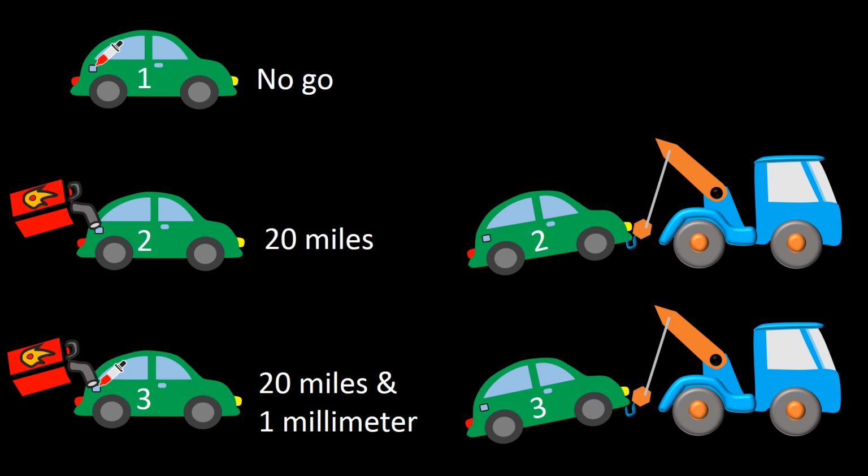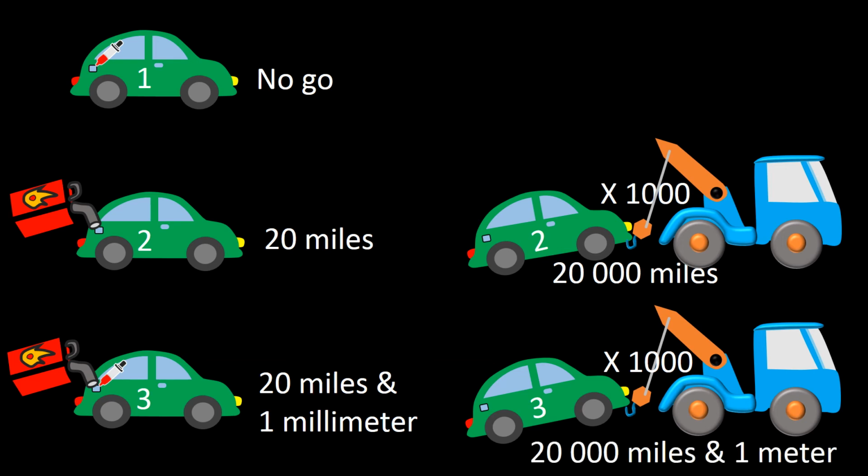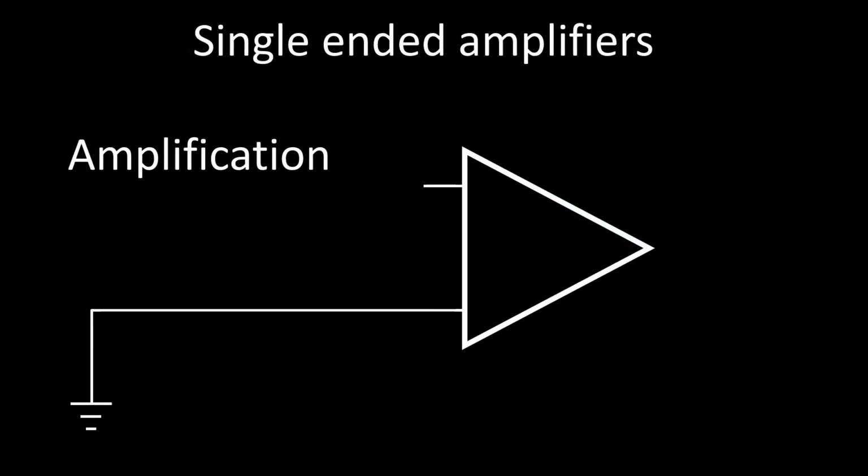Now let's bring a crane and transport car 2 and car 3 1,000 times the distance that they have traveled. So now car 2 will be displaced 20,000 miles and car 3 will be displaced 20,000 miles and 1 meter. The 1 millimeter more that car 3 moved at the beginning is now 1 meter. 1 millimeter is difficult to see, but 1 meter is easy to see. So using pure amplification, it is possible to visualize brain waves.